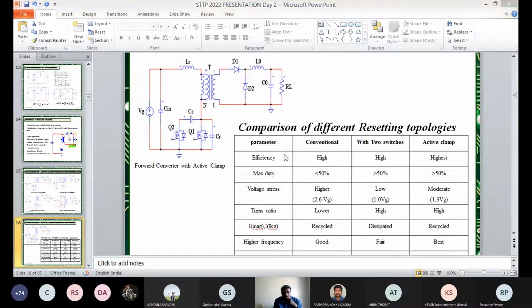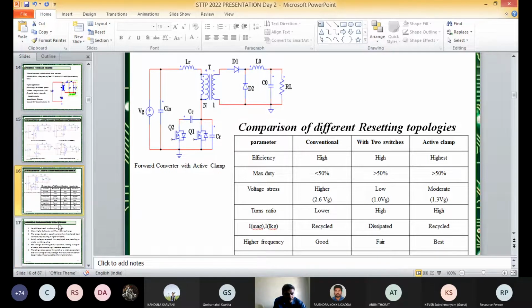Okay, the voltage across the clamp capacitor CC is getting more than that of the source voltage. That's why you are getting the resetting. That means, as compared to the remaining techniques, these have more advantages. That's why we are moving towards the active clamp forward converter.